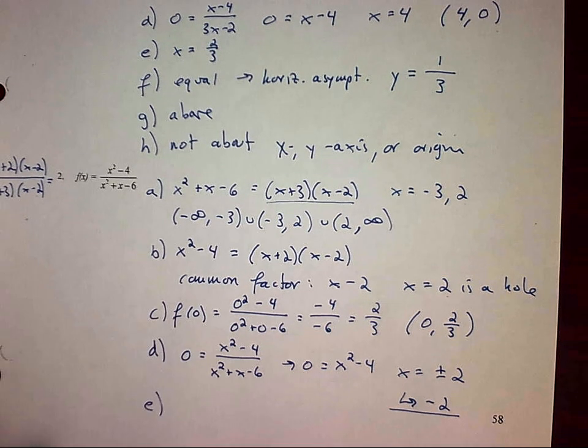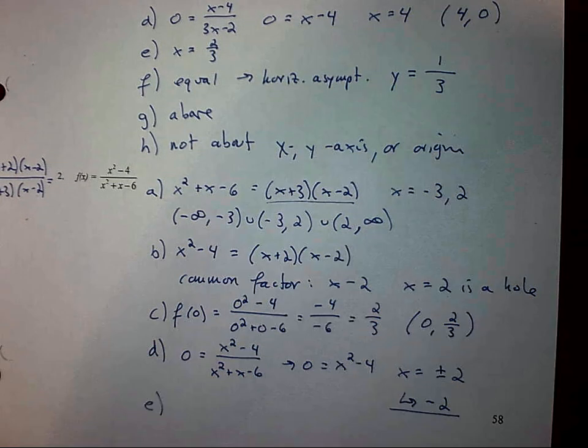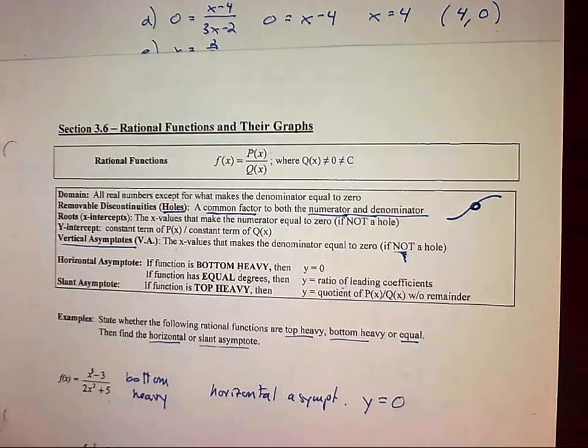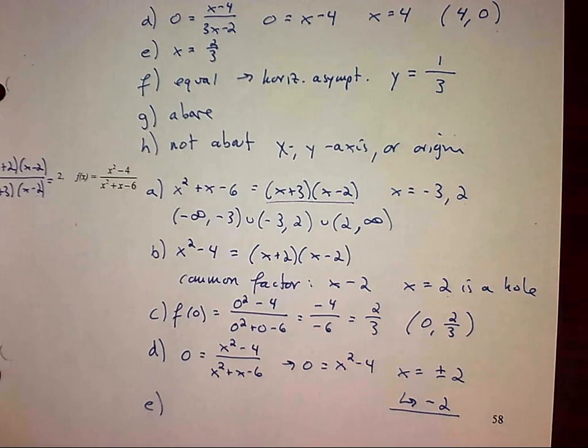All right, D, then E, state the vertical asymptotes, if any. Well, we want to figure out what makes our denominator equal to 0 and is not a hole. That's for our vertical asymptotes. X values that make our denominator equal to 0 but is not a hole.